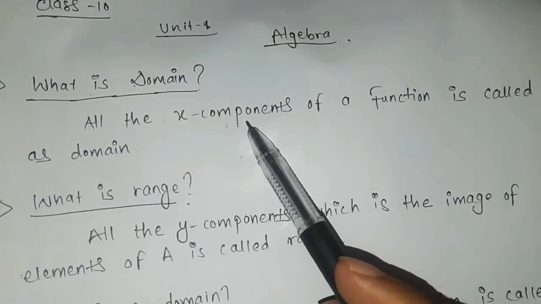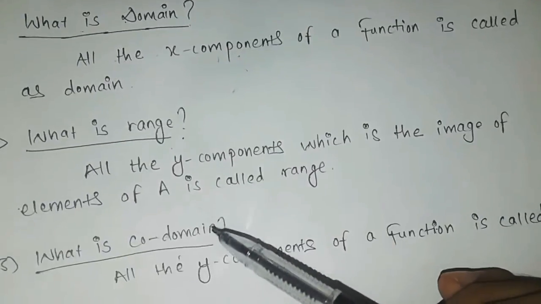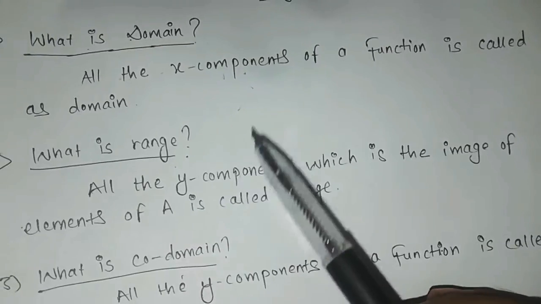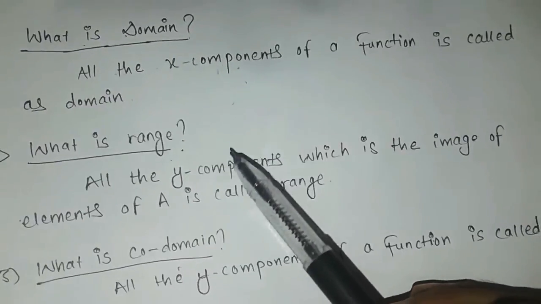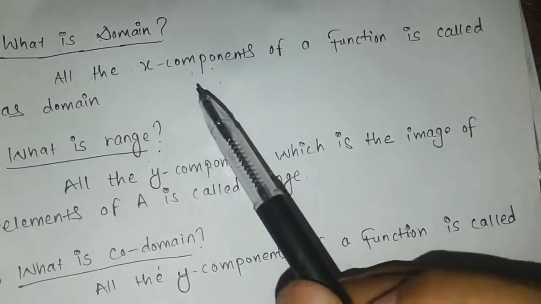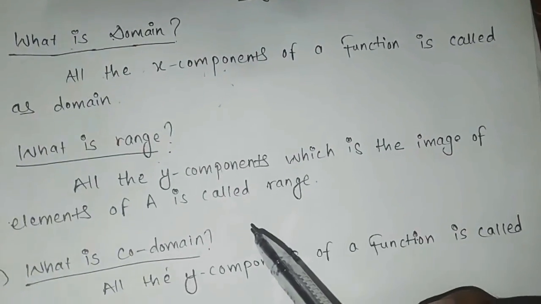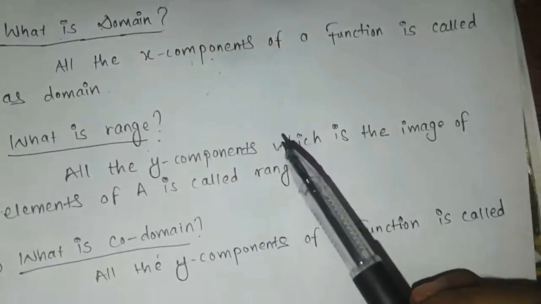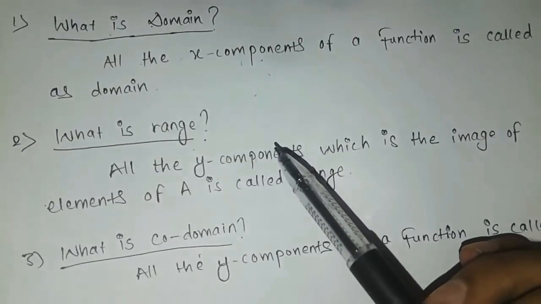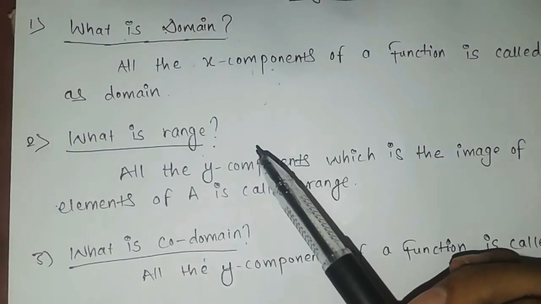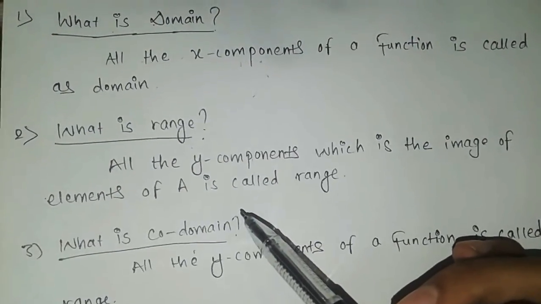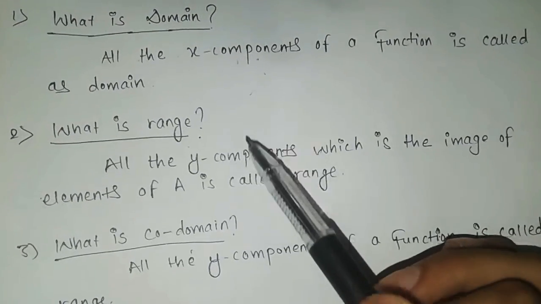All the x component is called the domain, while all the y component is called the codomain. Look at the names, they are similar to each other, so don't be confused between domain and codomain. Domain is the x component while codomain is the y component. Now what will be confused here? Many students become confused between range and codomain.